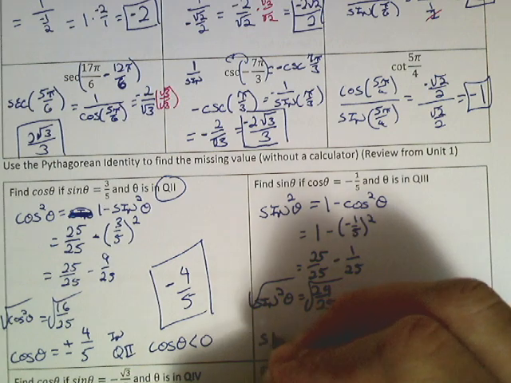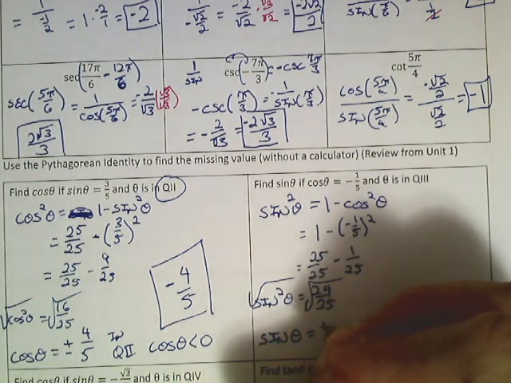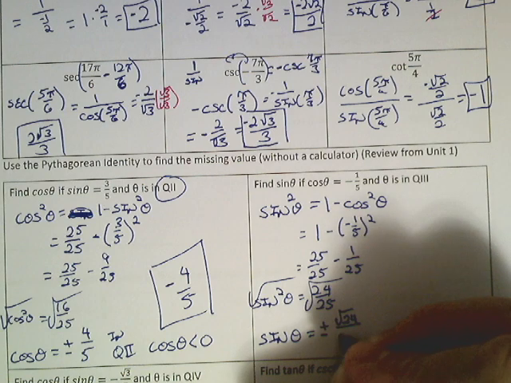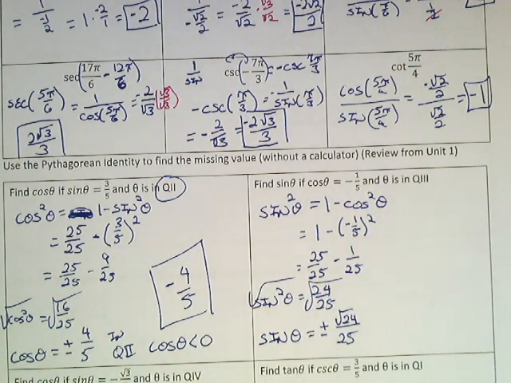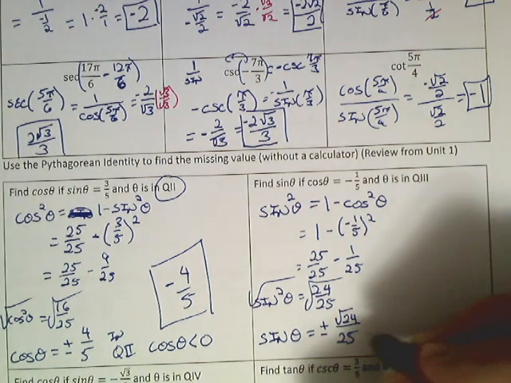And we get sine theta is equal to plus or minus the square root of 24 over 25. Before I simplify this, I'm going to get the final answer. It's important if you're doing reciprocal identities. Makes things a little bit easier in the long run.